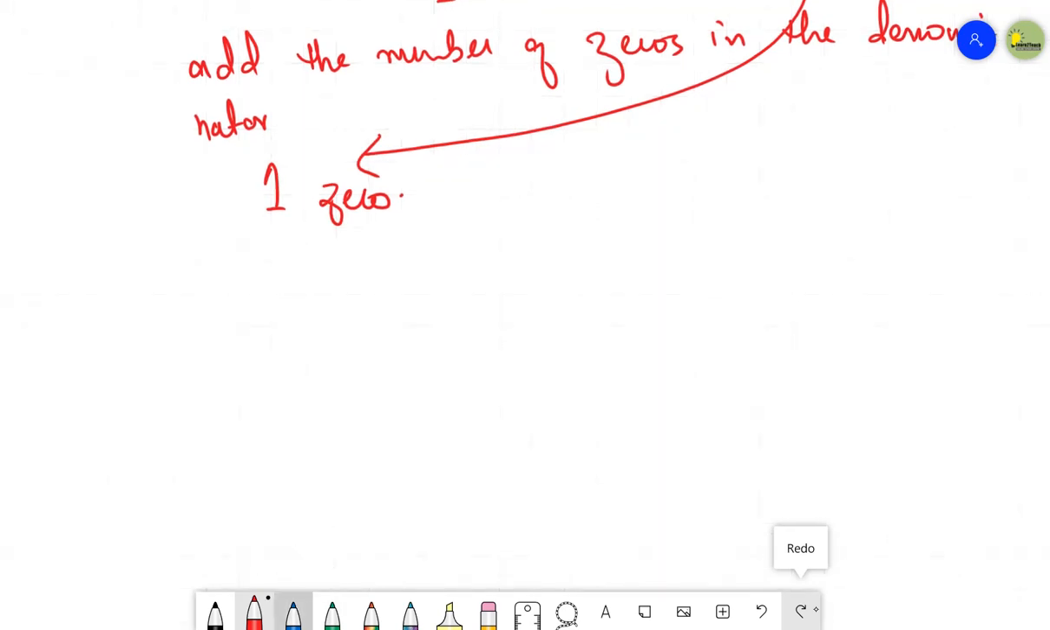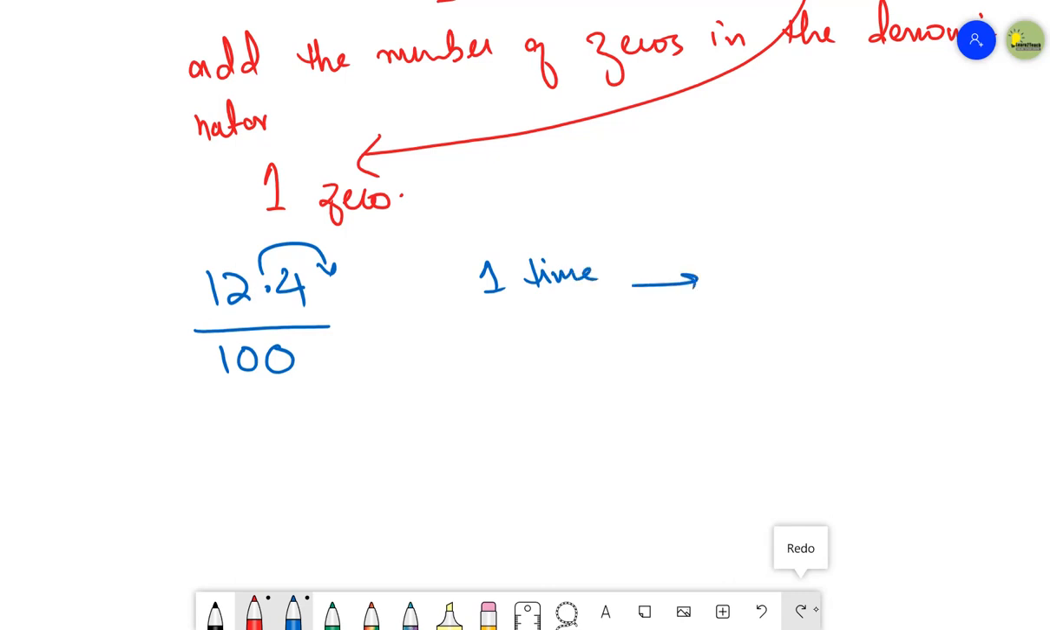So let me write it again, 12.4 upon 100. In the second step, you have to move this decimal to the end. So just count it down that how many times you are shifting it. You are only shifting it one time in order to move it to the last. You are moving the decimal point only one time. So it is 124 upon, now this is not 100, you have to change it.